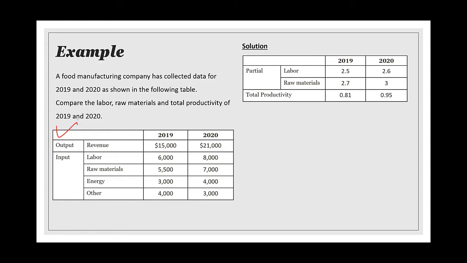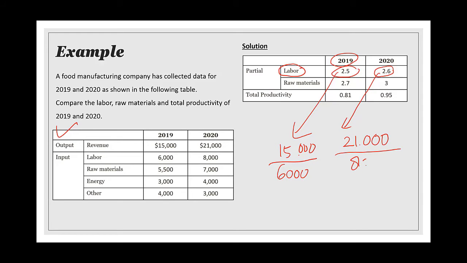From the partial measurements in terms of labor, in 2019 it yields 2.5. It is derived from the outputs, which is 15,000, divided by the inputs, 6,000. In 2020, it yields 2.6. It is derived from the outputs, which is 21,000, divided by 8,000. And we do the same for raw materials and we get 2.7 and 3.